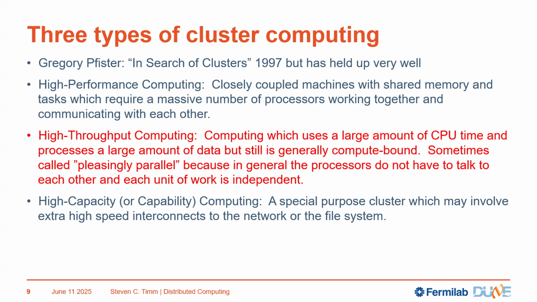You have high throughput computing. This is 99-point-something% of everything that high energy physics does. What are the key features? It uses a large amount of CPU time and processes a large amount of data, but still is generally compute bound. So the metric is CPU instructions per byte of I/O. And for typical high energy physics computing, the ratio is more than 1,000 to 1 of CPU instructions per byte of I/O.